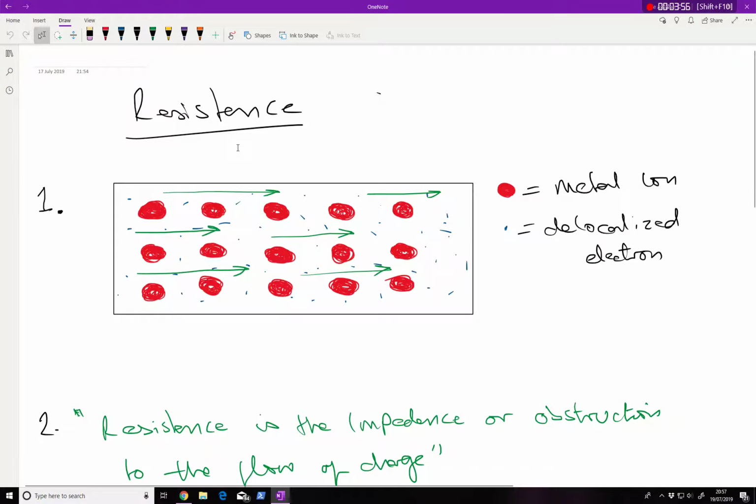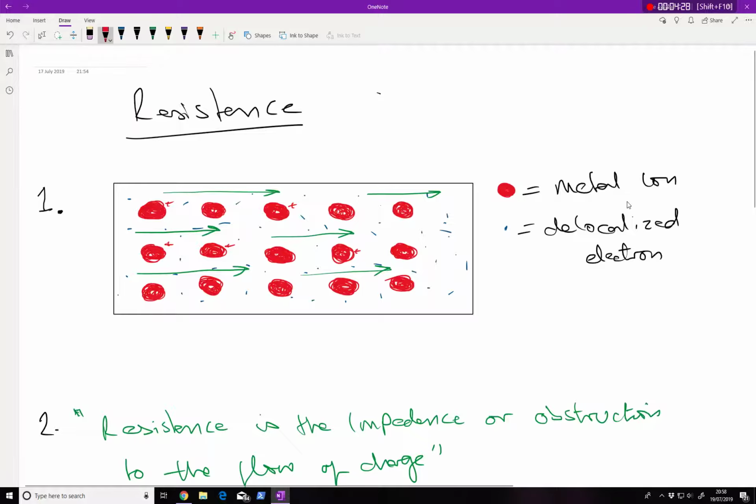Next up, the next important definition is resistance. So here I have my artist's impression of a block of metal. The big red circles are metal ions, and these are positively charged. Okay, so every single one of these metal ions is positively charged. I'm not going to do all of them, but just so you know, they're positively charged metal ions, and they are arranged in a fixed metallic lattice.